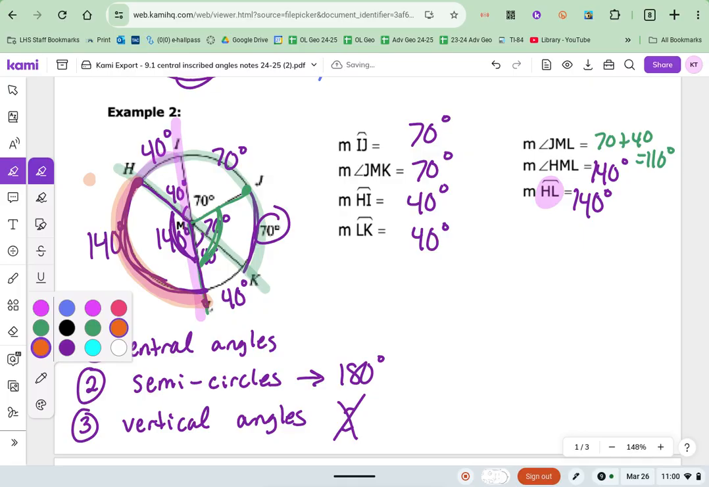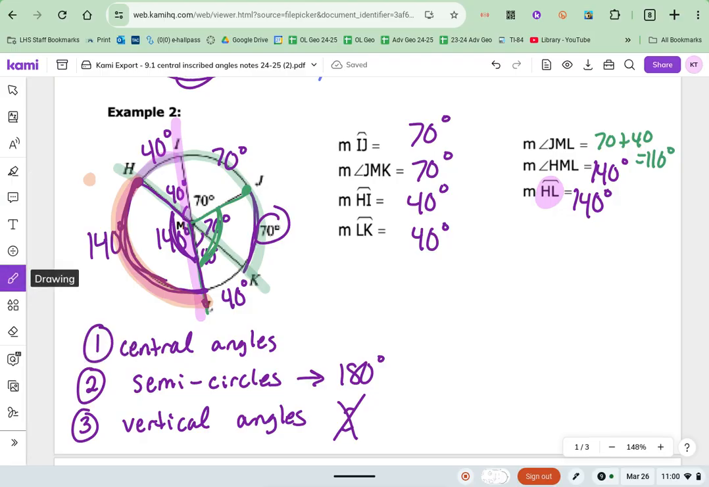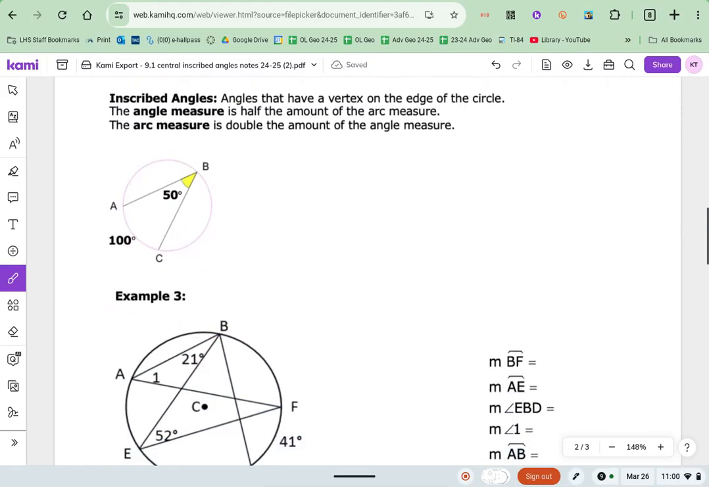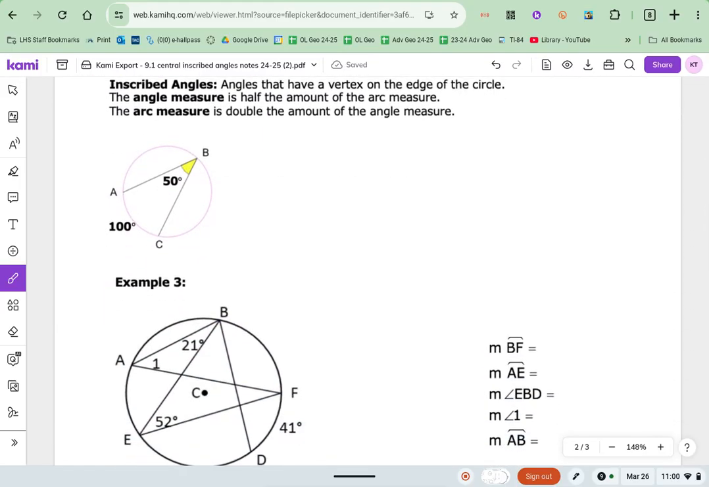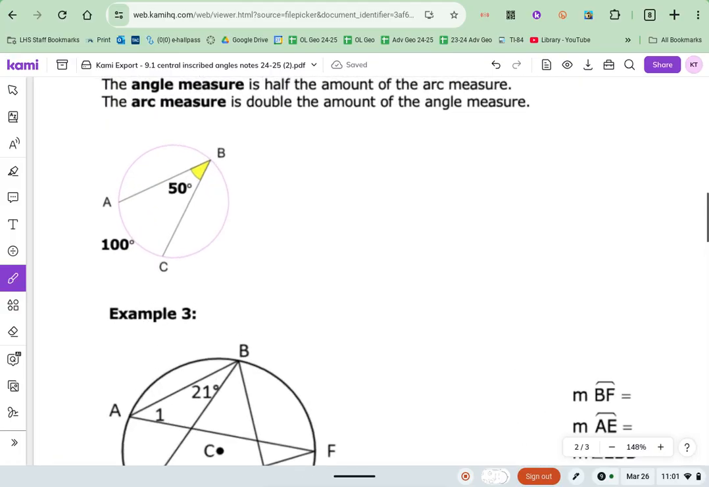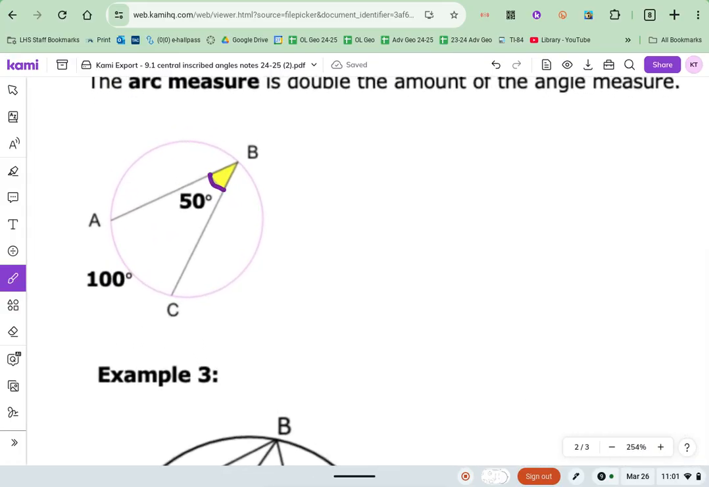Cool. All right, inscribed angles. Inscribed angles are more fun on the back side. So inscribed angles have the vertex on the edge of the circle, and their special property is whatever the angle is, the arc that it intercepts is double that. So for this angle right here, angle B is inscribed. We trace out its angle arms. It's catching arc AC in between. So if the angle is 50 degrees, the arc is 100 degrees. So that's a special property of inscribed angles.